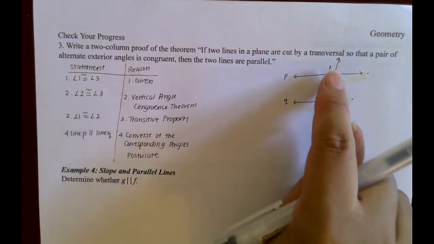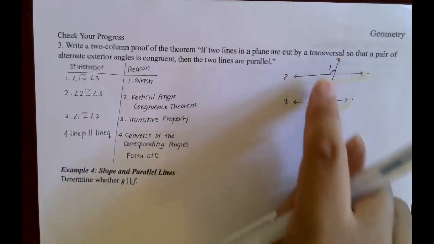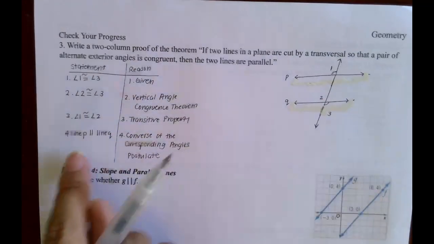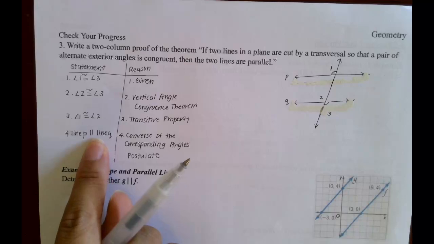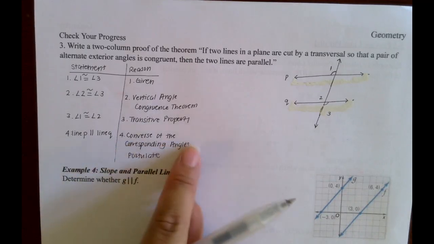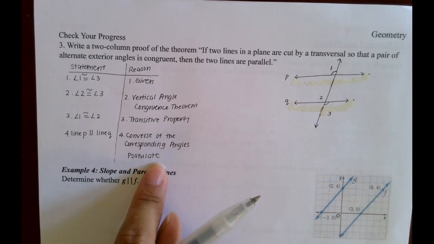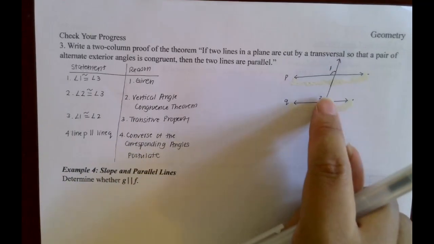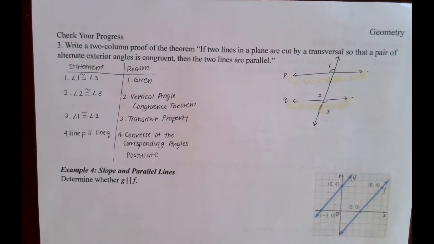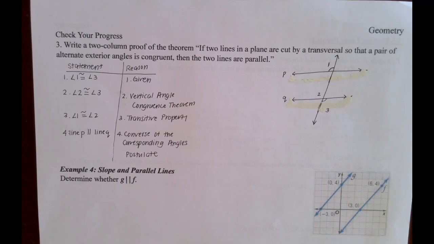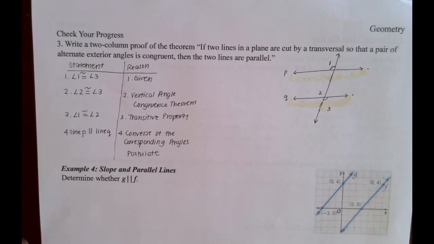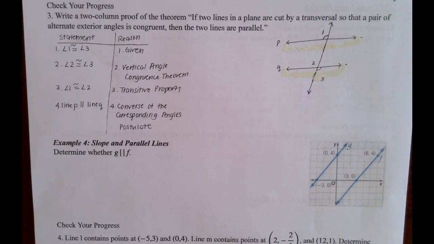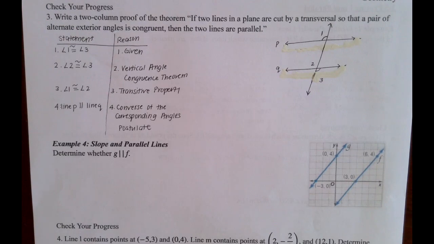So if angle 1 and 2 are congruent, these are corresponding angles. I can then say that the lines here are parallel using the converse of the corresponding angles postulate. The converse of this postulate tells us that if corresponding angles are congruent, those lines are parallel. So there you go.